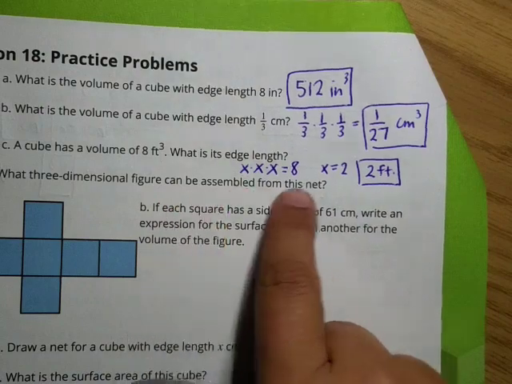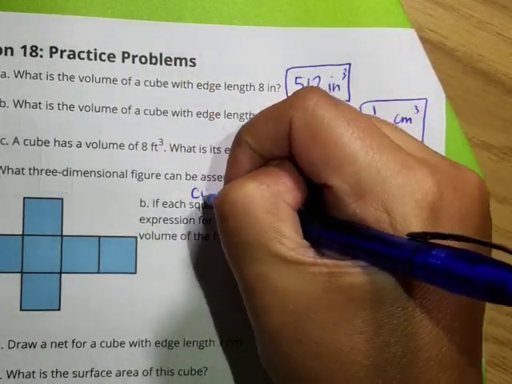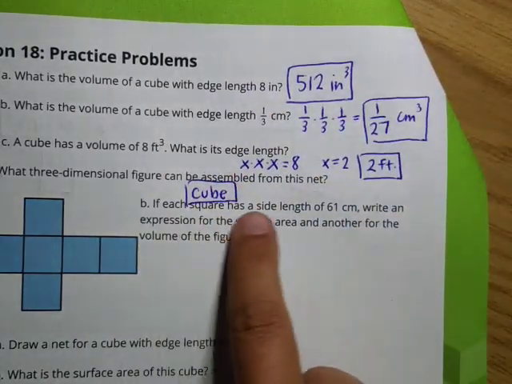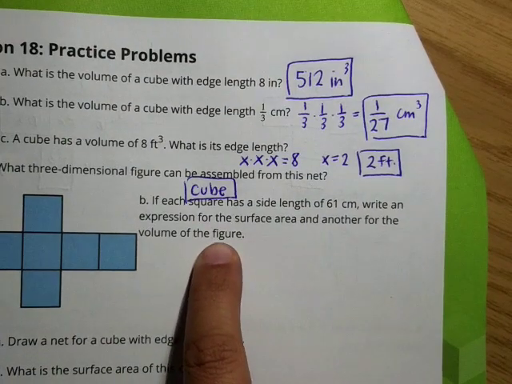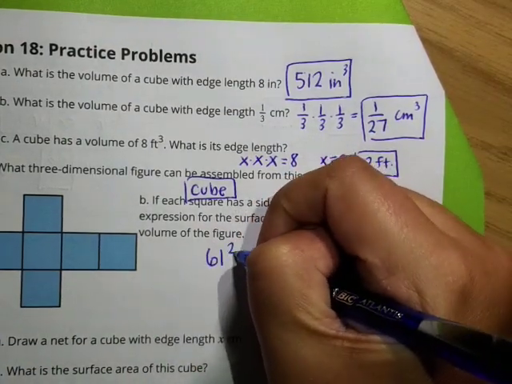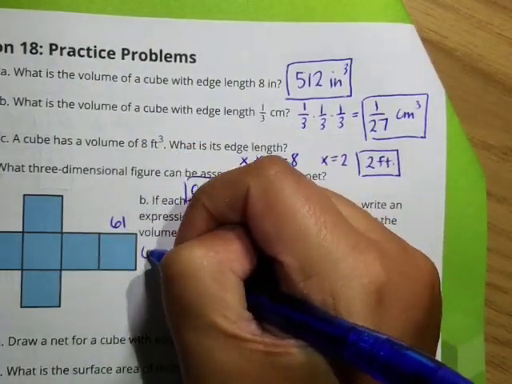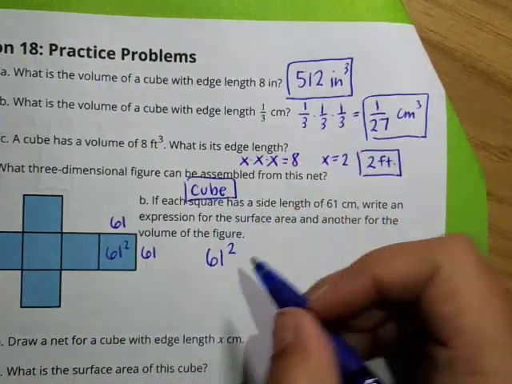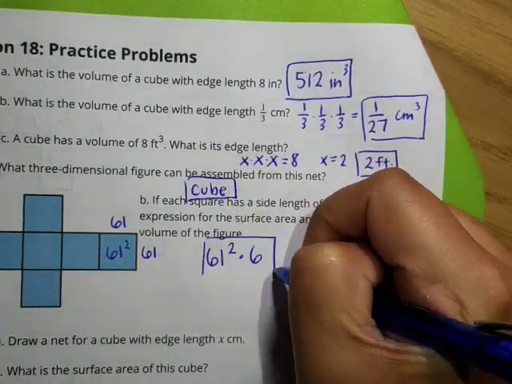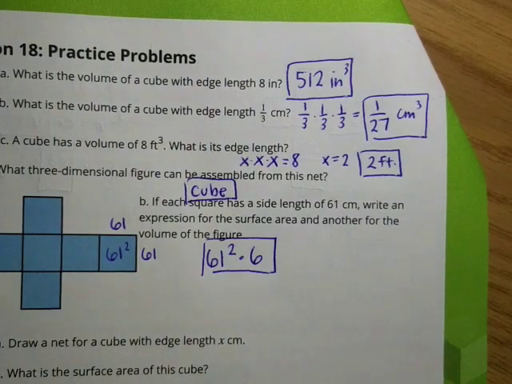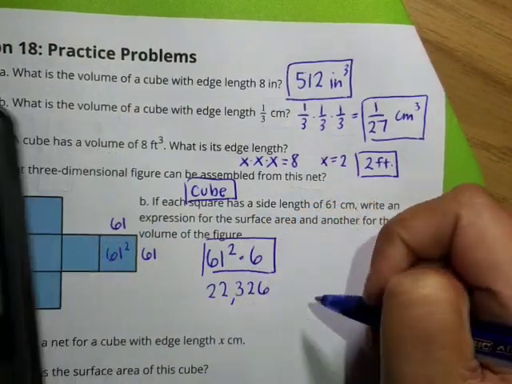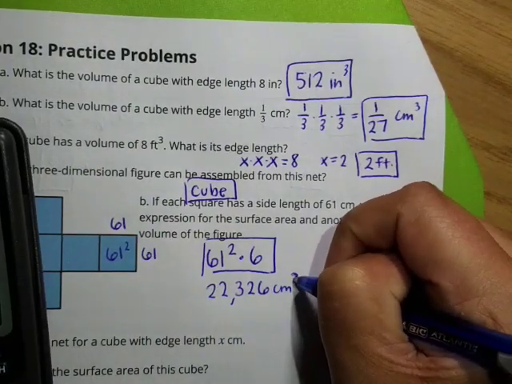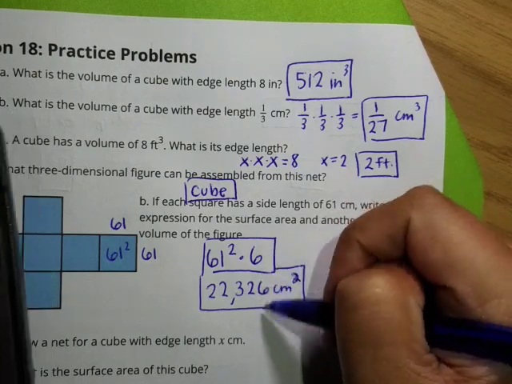All right, what three-dimensional figure can be assembled from this net? A cube. If each square has a side length of 61 centimeters, write an expression for the surface area and another for the volume. So you can do 61 squared because that's the area of one of the faces. And then because you have 6 of them, times 6. If you put the answer where you actually multiplied it, 61 times 61 times 6, you get a large number of 22,326 centimeters squared. So both of these answers are totally fine.